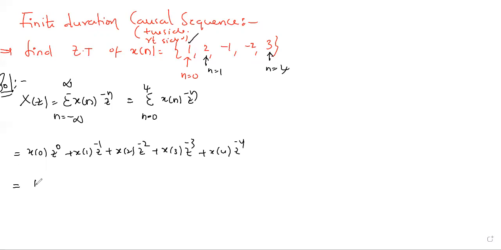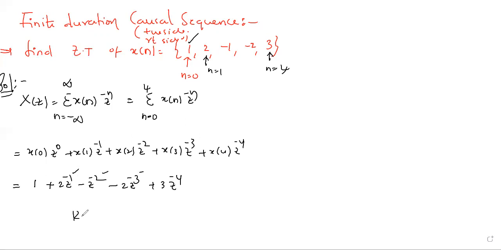1. Plus x of 1 value is 2, 2z inverse. x of 2 value is minus 1, z power minus 2. x of 3 value is minus 2. x of 4 value is 3. This is a Z transform for a finite duration causal sequence. So observe here, for a causal sequence, negative powers of Z will be there. Coefficients: first 1, second 2, minus 1. Directly we can write minus 2, 3, z power minus 4.